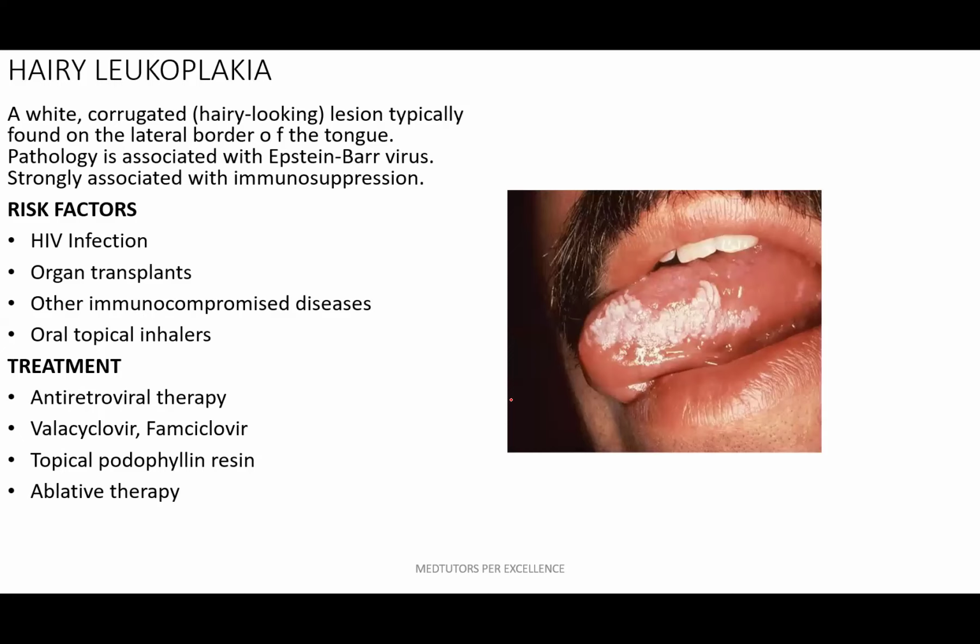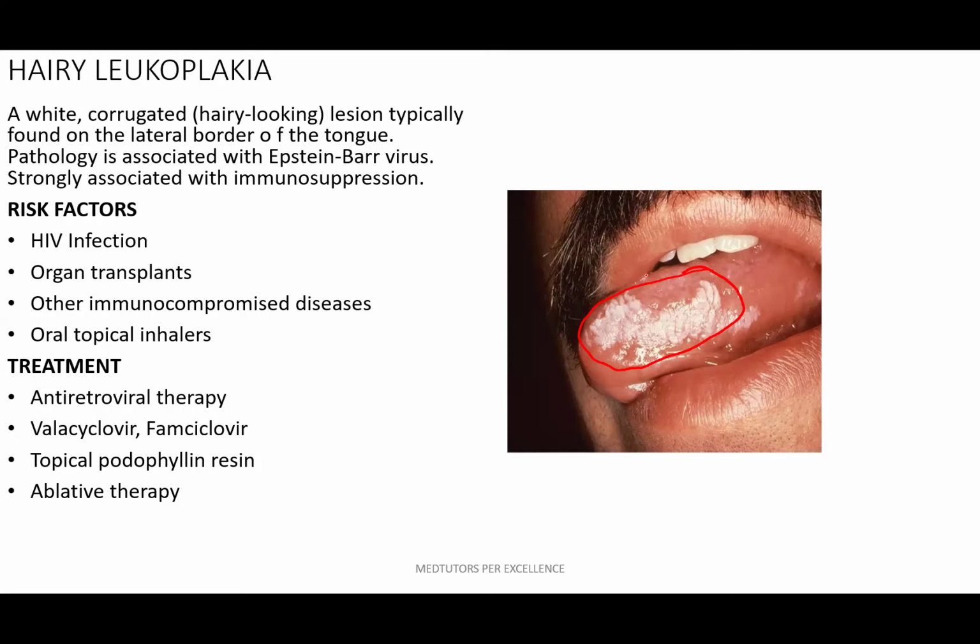The next image here is called hairy leukoplakia. If you look at this man's tongue, by the side of his tongue, you can see some whitish hairy plaques. A white corrugated hair-looking lesion typically found on the lateral border of the tongue. The pathology is associated with Epstein-Barr virus, strongly associated with immunosuppression. The risk factors include HIV infection, organ transplant, other immunosuppressive diseases, oral topical inhalers.